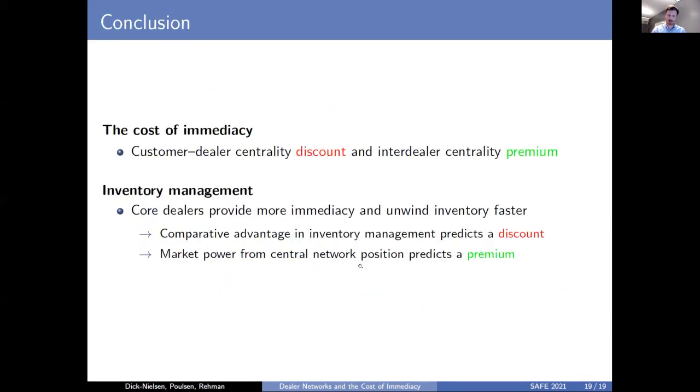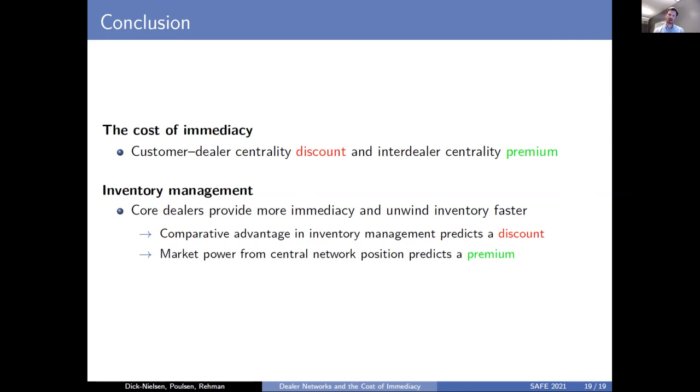So I have 2 minutes left, so let me move to the conclusion. So we use these trades around index exclusions to isolate the effect of the inventory management channel. We document the customer dealer centrality discount and an interdealer centrality premium. Both of these findings are consistent with the inventory management channel, where we show that core dealers who are providing more immediacy also unwind their inventories faster after exclusion. And this comparative advantage in managing inventory risk allows a core dealer to charge lower transaction costs to a customer.